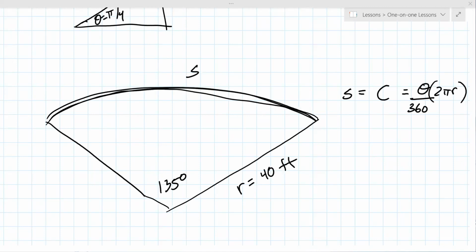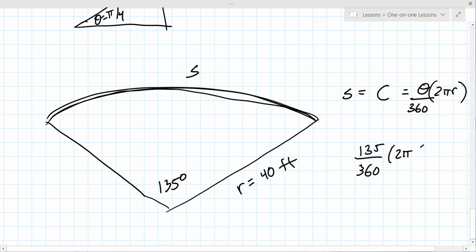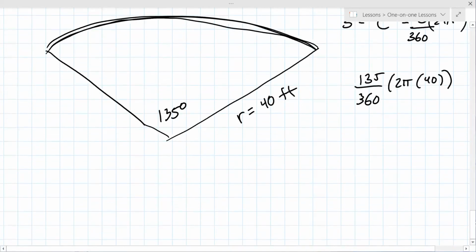It's 32 over 72, and then we reduce that. Correct? So it should be 135 over 360 times 2 times pi times 40. Yeah, and so it's 1,600 pi, and then I'm reducing 135 over 360. Well, okay, so this is something you should do more of: you should divide before you multiply.